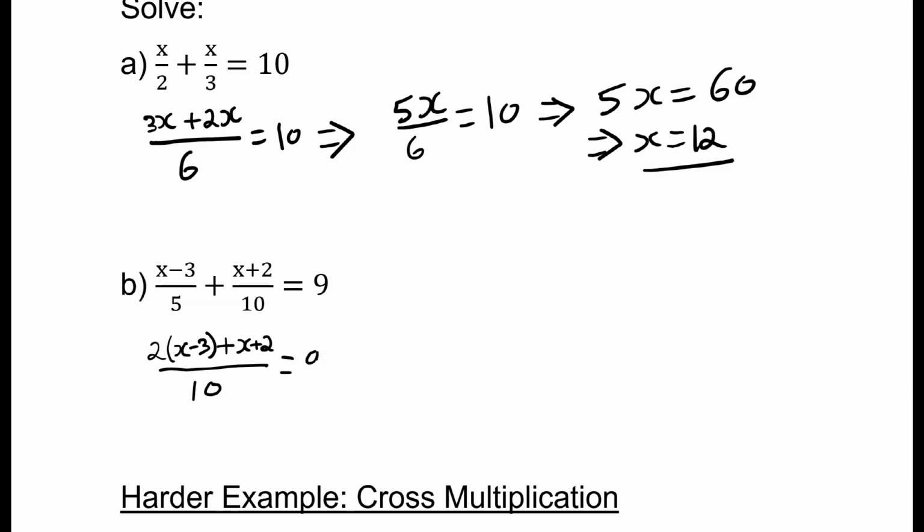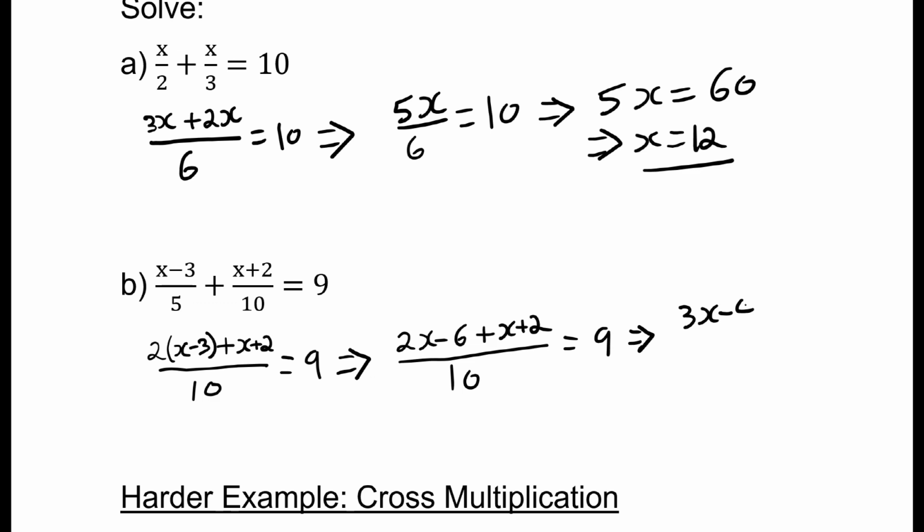That equals 9. Let's neaten up the top a little bit, so I've got 2x minus 6 plus x plus 2. I've just expanded the first bracket, or the only bracket, over 10 equals 9. We have 2x plus x is 3x, minus 6 plus 2 is minus 4, over 10, and that equals 9. I'm going to multiply both sides by 10, so I get 3x minus 4 equals 90. I'm going to add 4 to both sides, so I get 3x equals 94.